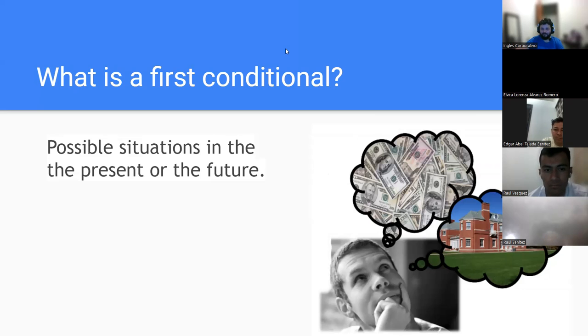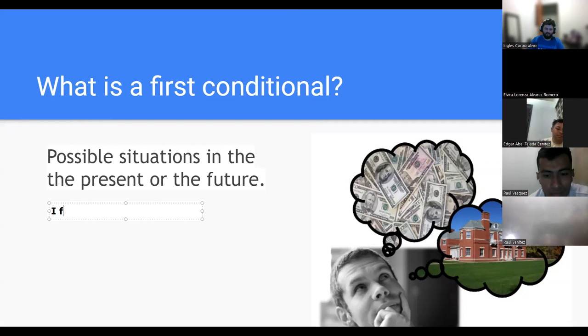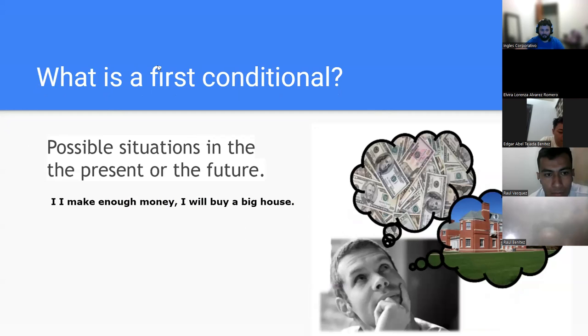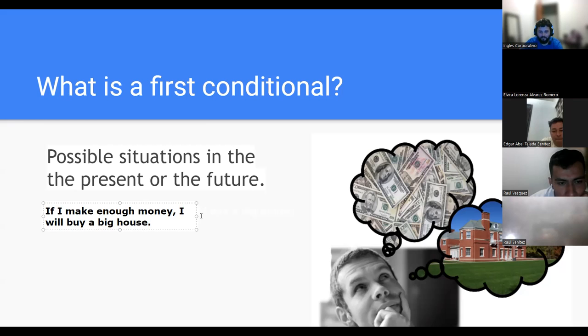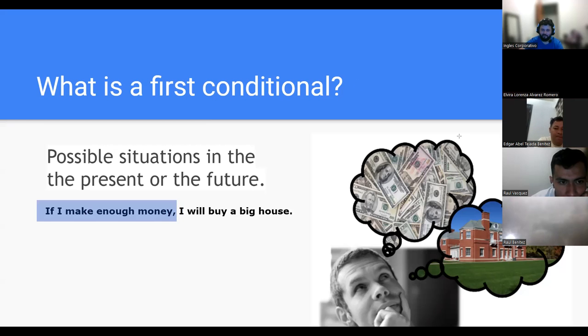A first conditional looks like this, guys. If I make enough money, I will buy a big house, okay? If I make enough money, I will buy a big house, right? This tense, guys, is what? If I make enough money, I will buy a big house. So what tense is this, guys? Tell me. If I make enough money, is that simple present, simple past, simple future? What is it?